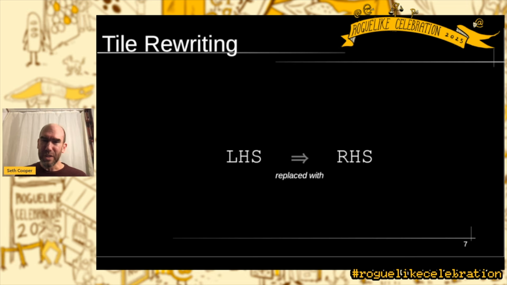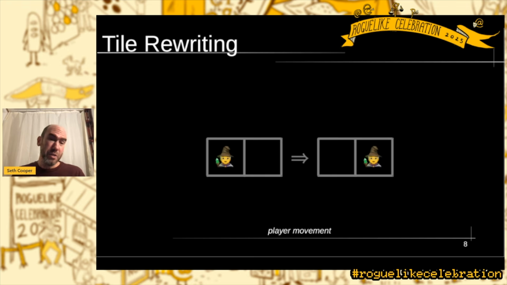One of the main things in the language is tile rewriting, and this is taking a left-hand side arrangement of tiles and then replacing that with a right-hand side arrangement of tiles, so something gets replaced with something else, and that's how things change in the game state. For example, we could take the player tile and a blank tile and replace that with a blank tile and the player tile, and that would represent the player moving into a blank spot.